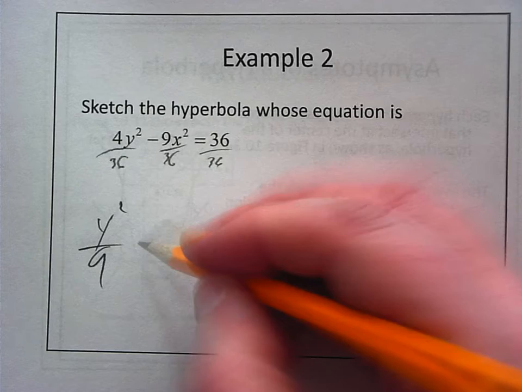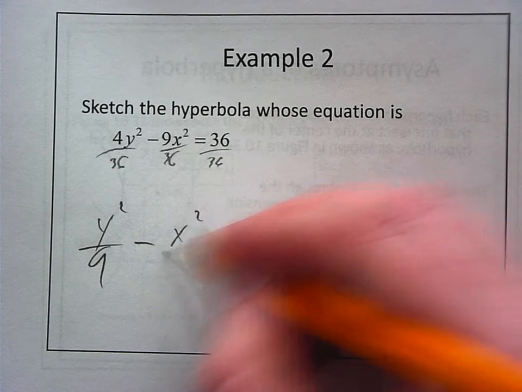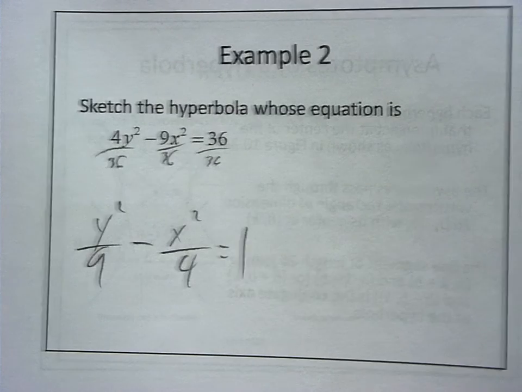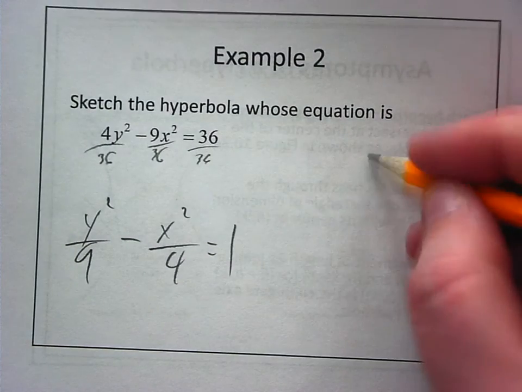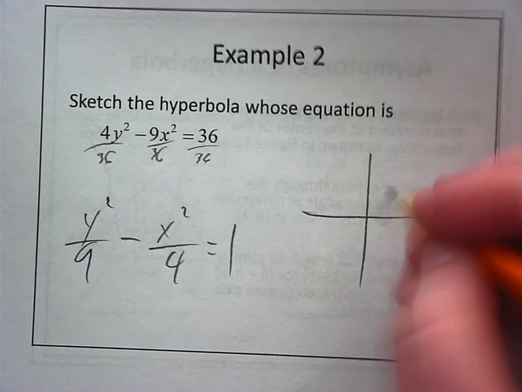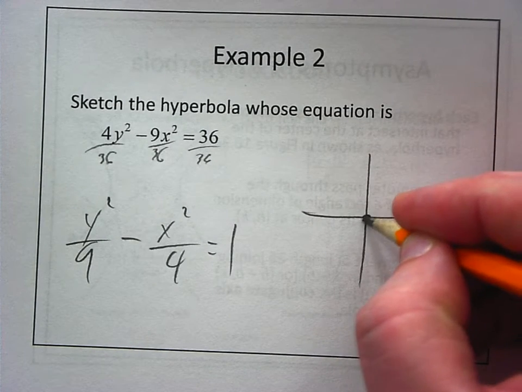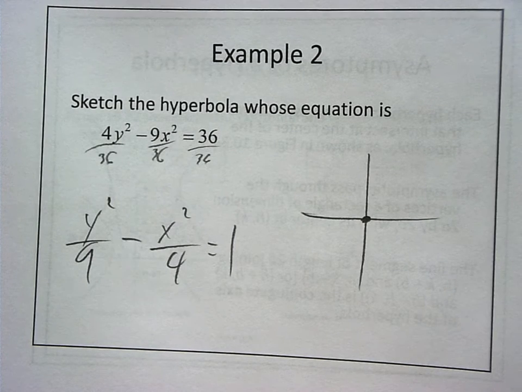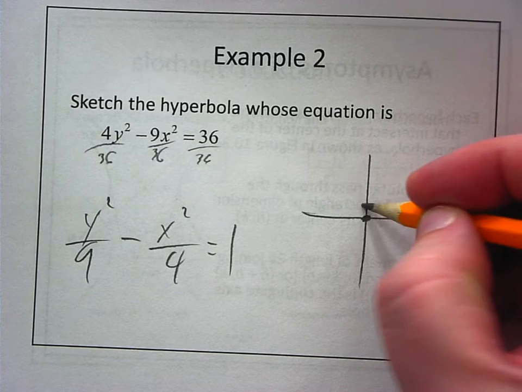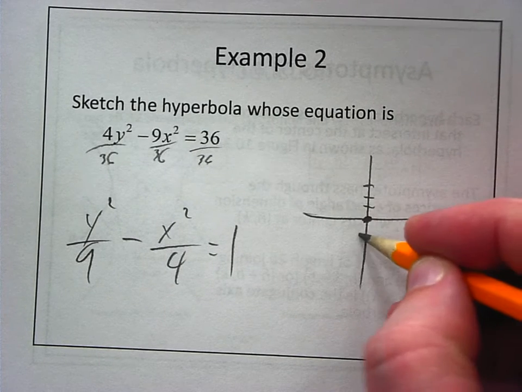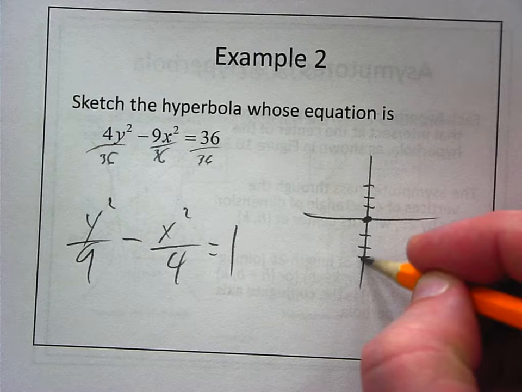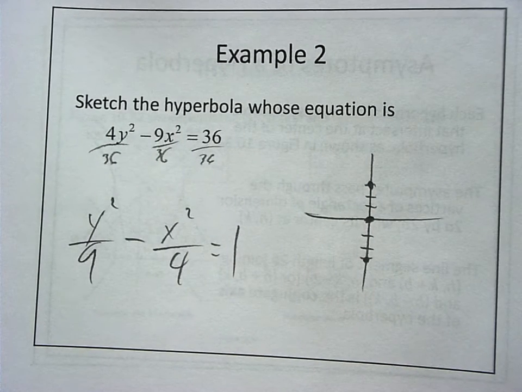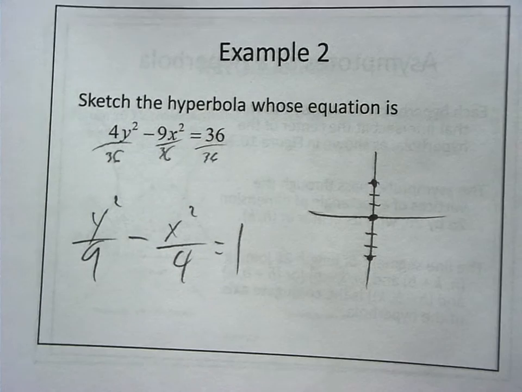Y squared over 9 is equal to 1. So, where's the center of this at? 0, 0. So center at the origin. Where are my vertices at? Yeah, so you're going up 3, down 3, and that's where my vertices are. Then how far would I go left and right for those other reference points?